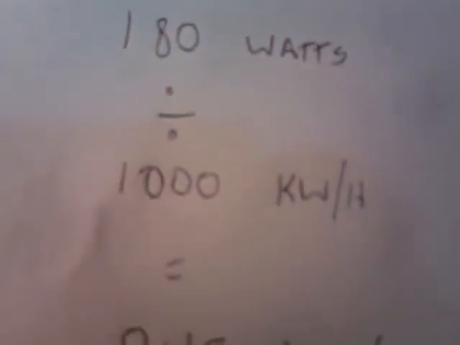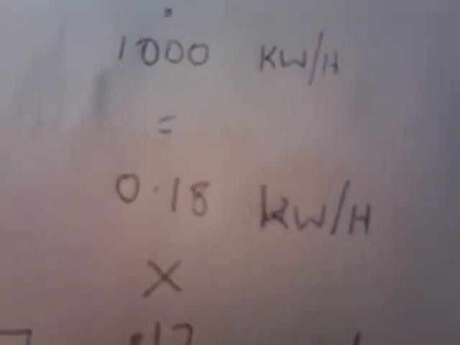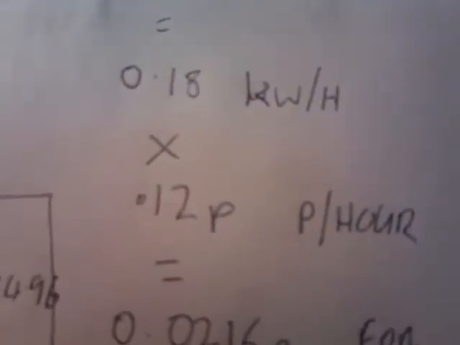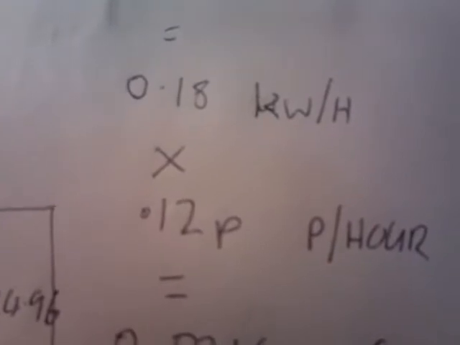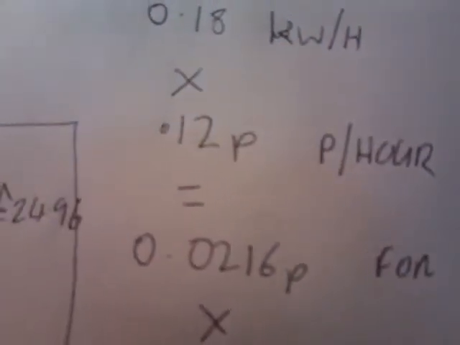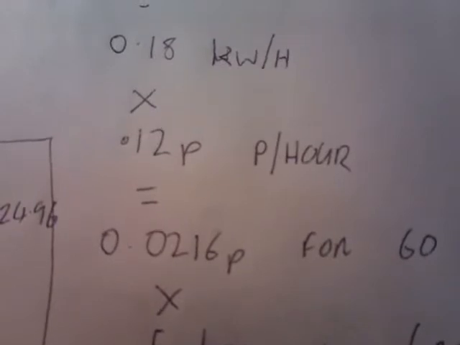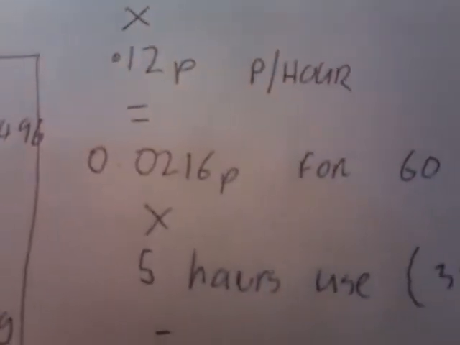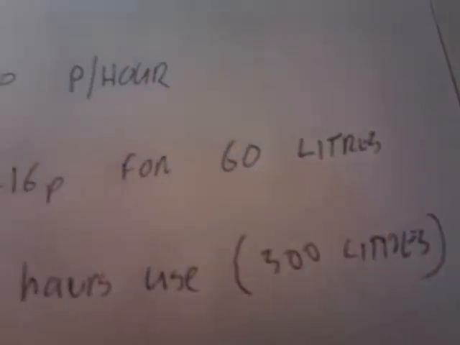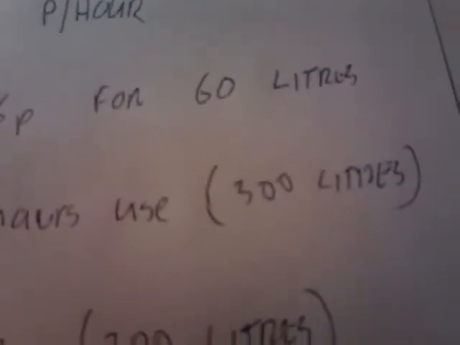180 watts divided by 1,000 is 0.18 kilowatt hours. So that's what I'm using per hour. Times that by 12p per unit, roughly what I'm getting charged, is 0.0216 pence for 60 litres of gas. One litre of gas per minute would work out at just over 2 pence. Times that by 5 hours use will give me 300 litres. 60 times 5, 300 litres.